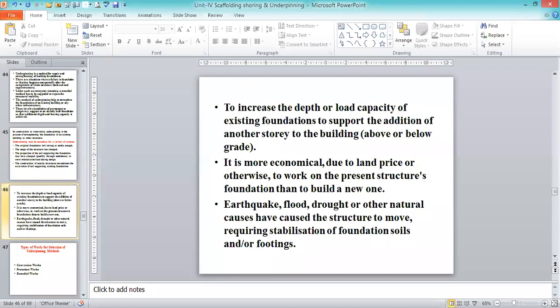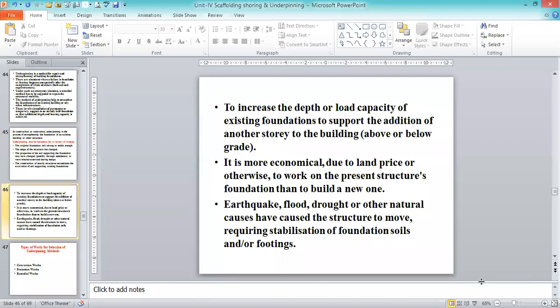And the last one is going to be called natural calamities. Earthquake, flood, drought, or other natural causes have caused the structure to move, requiring stabilization of the foundations, soil, and footing. So these will be causes where we have to improve the bearing capacity of the soil, whether earthquake, flood, or drought. In these circumstances, whatever we listed out, these are the cases where we will go for underpinning.